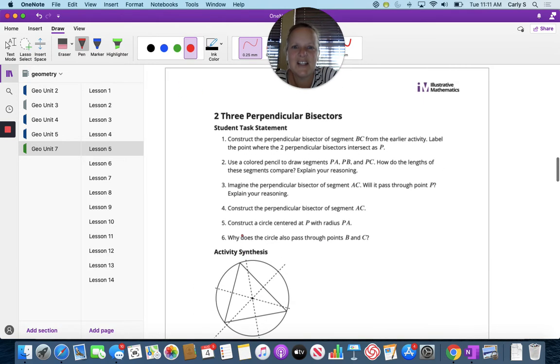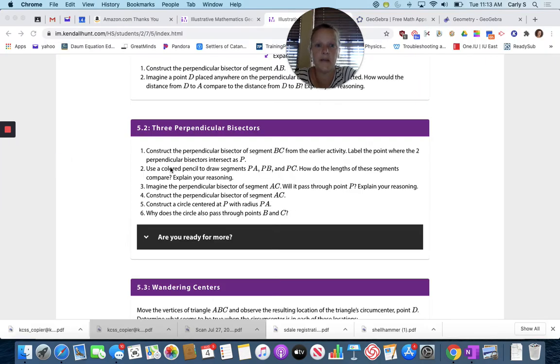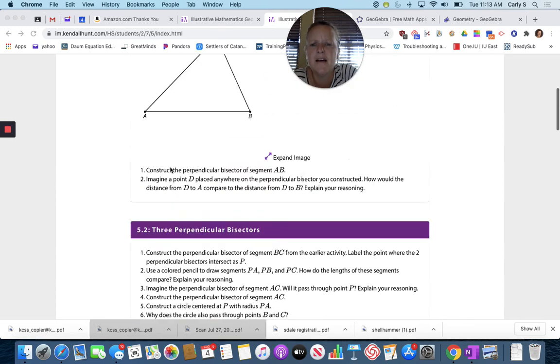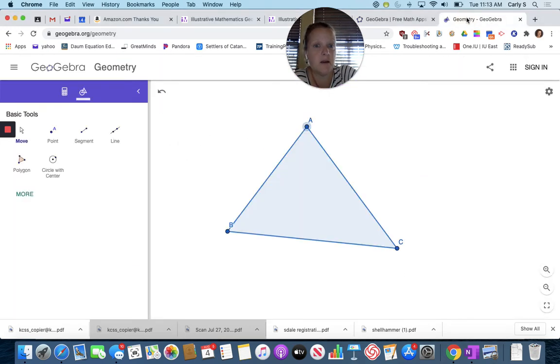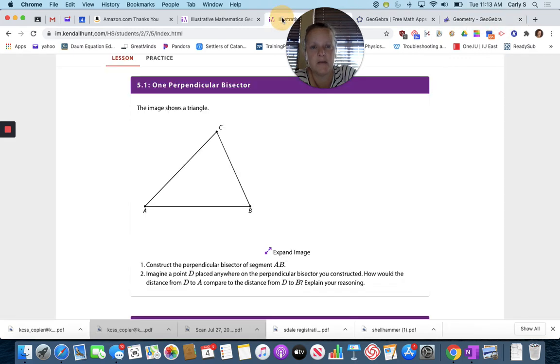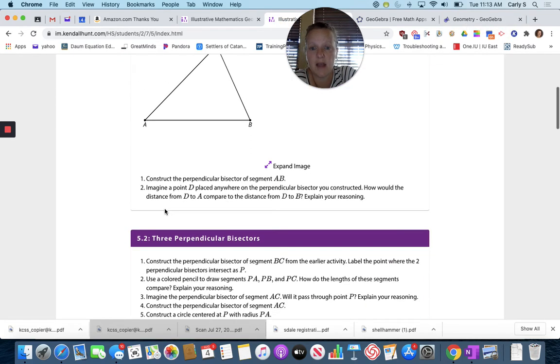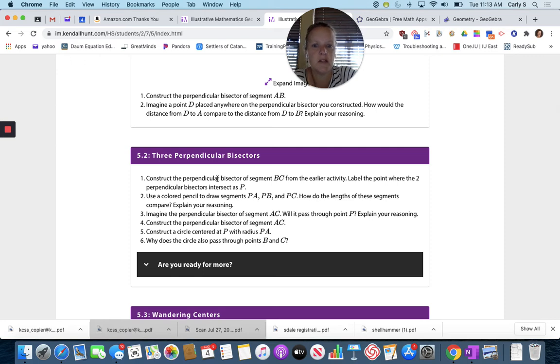All right, so let's look at these perpendicular bisectors. I think there might be a GeoGebra activity. I'm making my own GeoGebra applet. So here is the triangle. I'm going to keep having to click back and forth, and it's okay. Construct the perpendicular bisector of segment BC from the earlier activity. Label the point where the two perpendicular bisectors intersect as P.